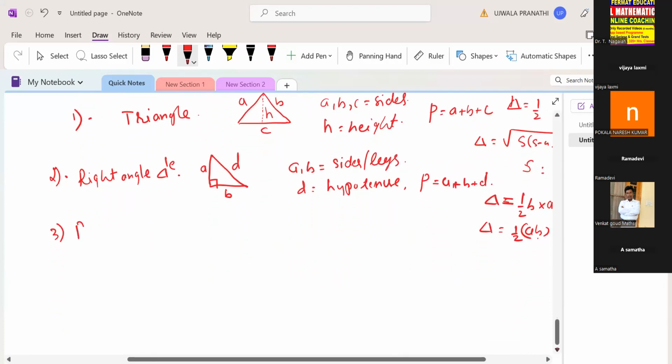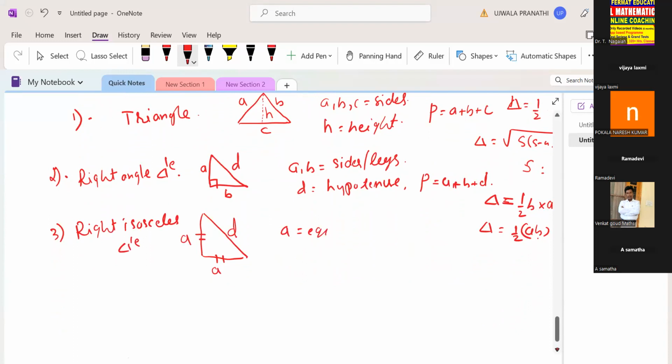the right isosceles triangle. So this is a right isosceles triangle. These two are the equal sides. This is the A, this is the A, this is the hypotenuse D. So A is the equal side, and D is the hypotenuse. Now perimeter is 2A plus D.